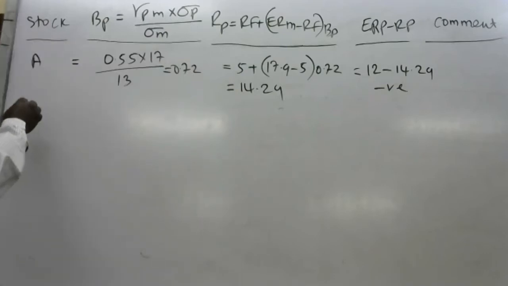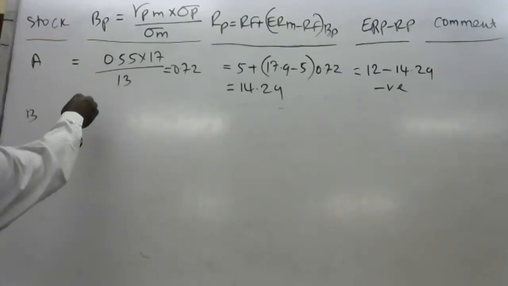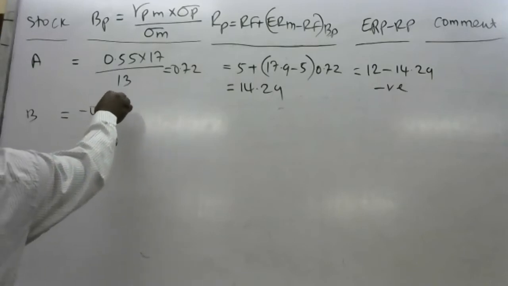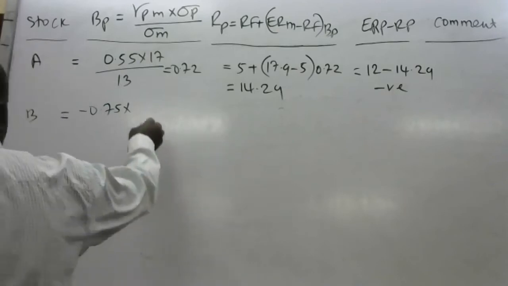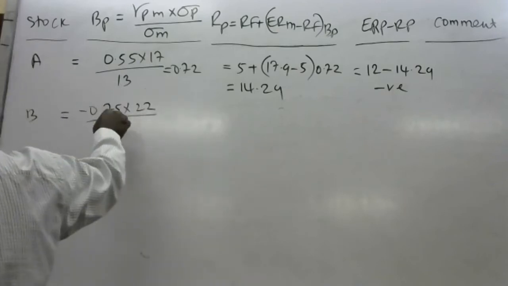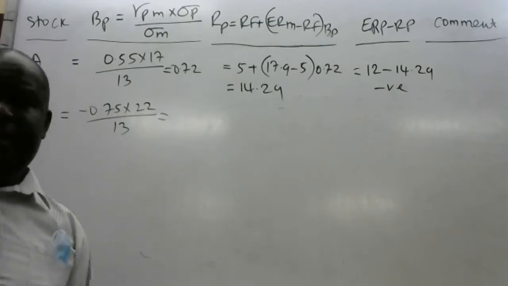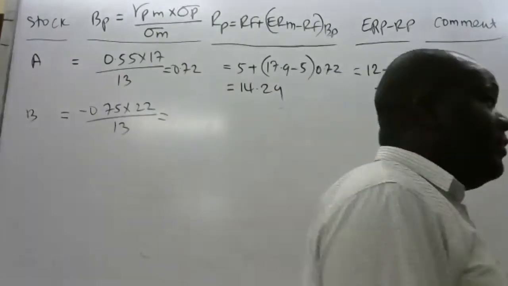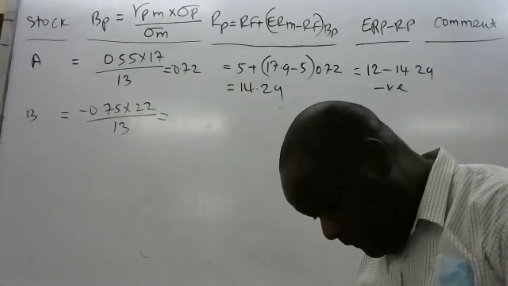So we do the same for B. For B, we are given negative 0.75 multiplied by 22. That was the same figure we use in all areas. 13 is the same, it applied to each stock. So compute and see the value we should be getting at that point.